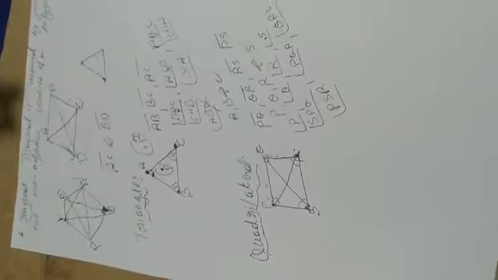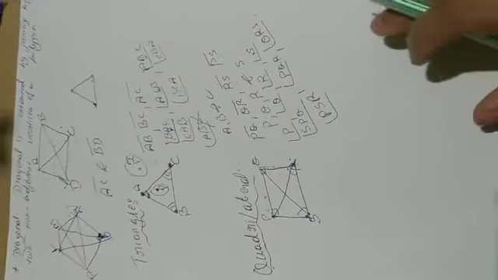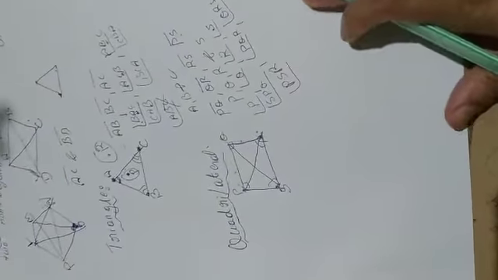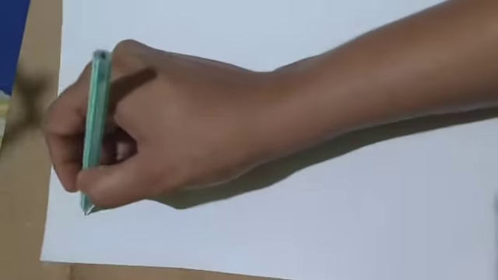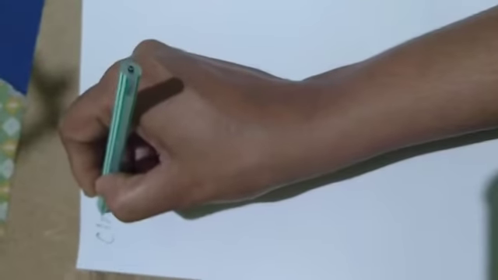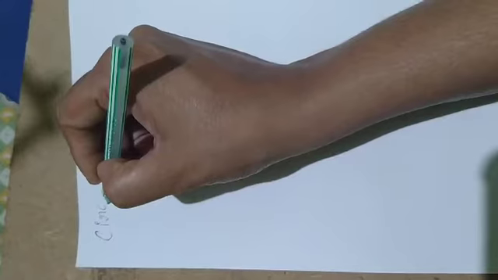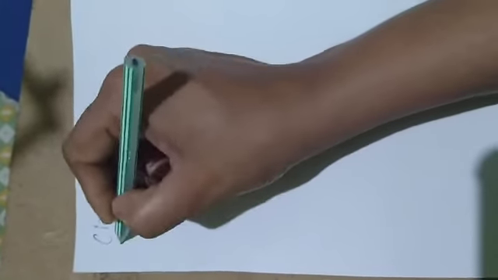Okay, the next is circles. The next is circles. So what is meant by circles?